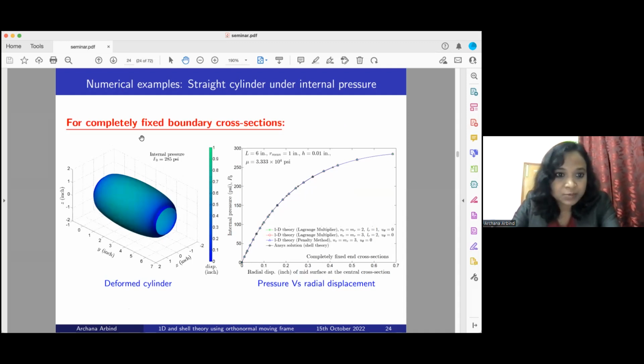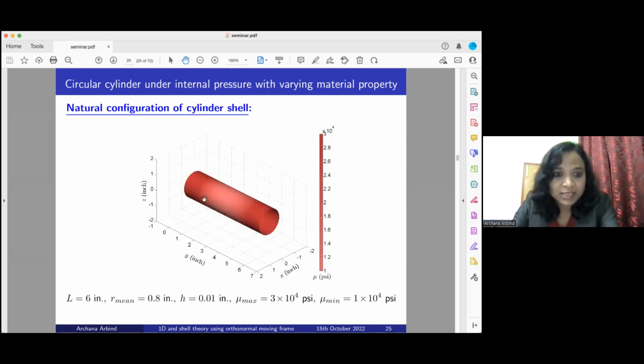This is the third boundary condition, which is completely fixed. Here also we have compared the results for both methods, Lagrange multiplier and penalty method, with shell theory, and it shows a very good agreement again. Here in this case, what I have done is vary the material property.